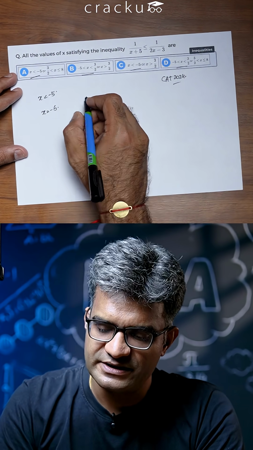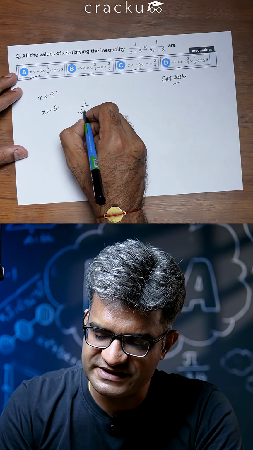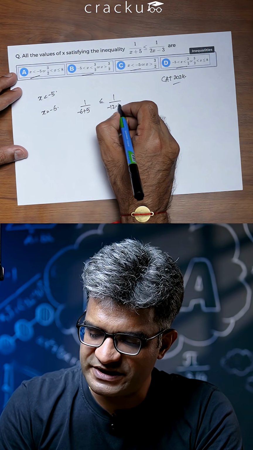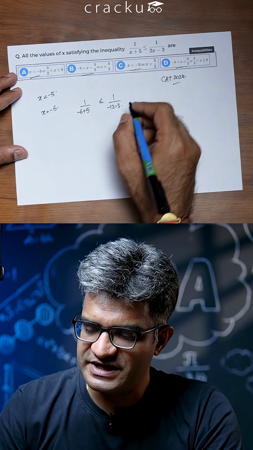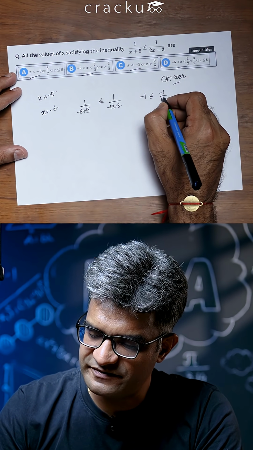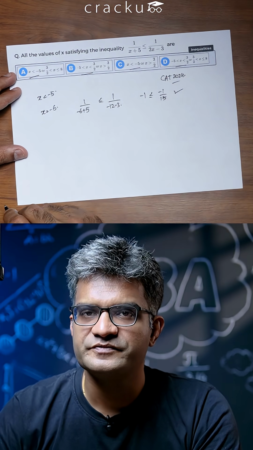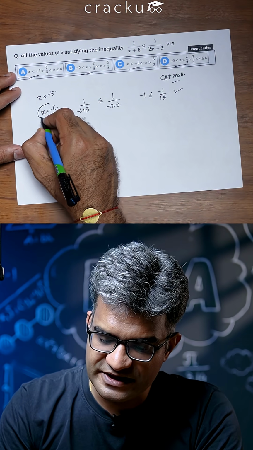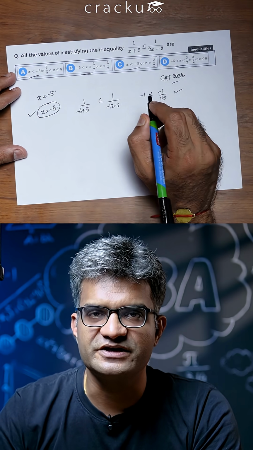What is the inequality? The inequality then becomes 1 by minus 6 plus 5 is less than or equal to 1 by minus 12 minus 3. Essentially, it becomes minus 1 is less than or equal to minus 1 by 15. This is true because this is a negative number. Minus 1 is actually less than minus 1 by 15. So x is equal to minus 6 has to be part of the interval.